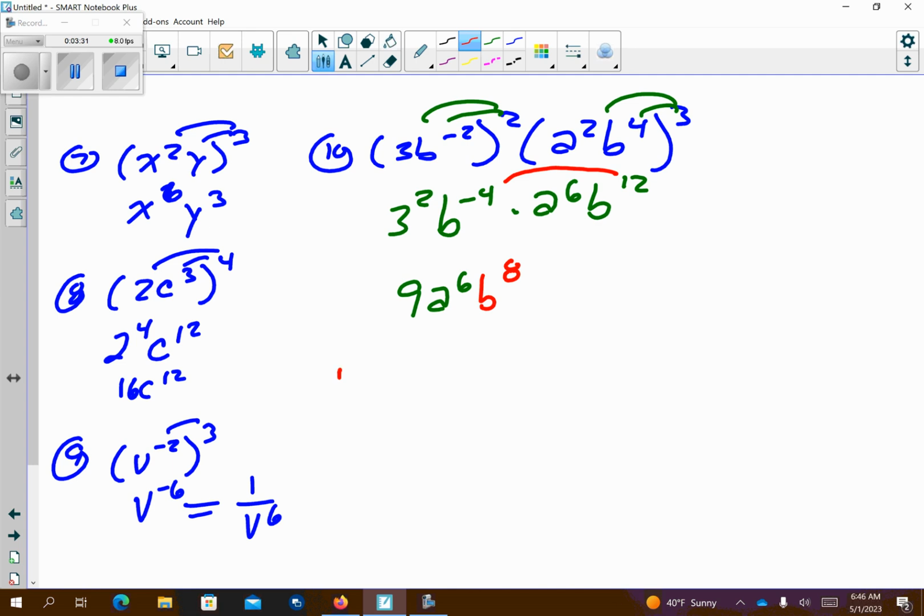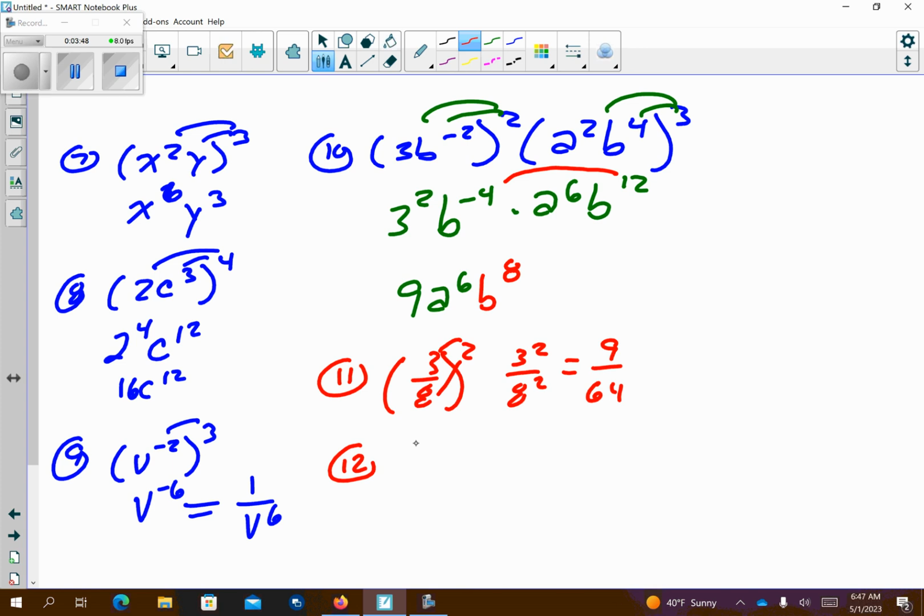So regardless if you move it down and then do tug of war or you just combine them together, it's your choice. Number 11, we have 3 to the 8th squared, so I'm going to bring that to both. So I'm going to get 3 squared, 8 squared, which is 3 squared is 9, 8 squared is 64, and that won't reduce. Number 12, I get 2p over 5, and that's raised to the third.